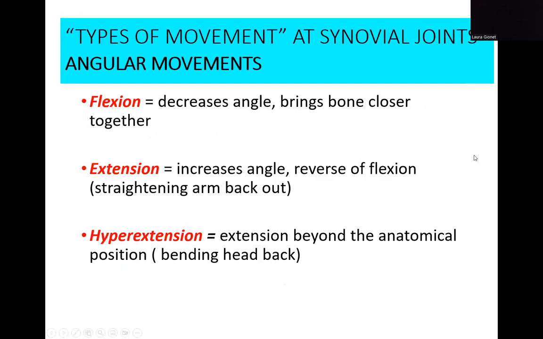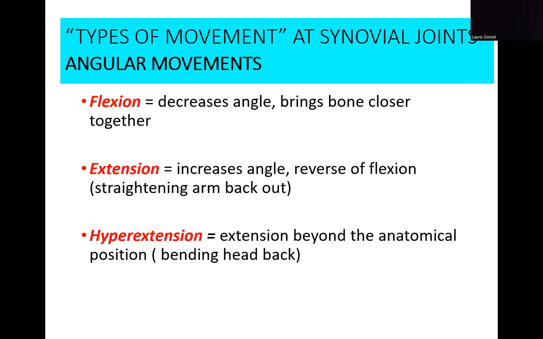Okay, so types of angular movements that are occurring at synovial joints are things like flexion, extension, and hyperextension. I'm going to define these, and we're going to look at some examples. Flexion decreases the angle, bringing bones closer together, and extension increases the angle. It's the reverse of flexion. Let's say we were doing a biceps curl, and you have your arms extended in anatomical position. I flex the elbow, my biceps brachii, and we flex the forearm. Your palms come close to your shoulders, right? That would be decreasing the angle, and that would be the biceps brachii muscle primarily working.